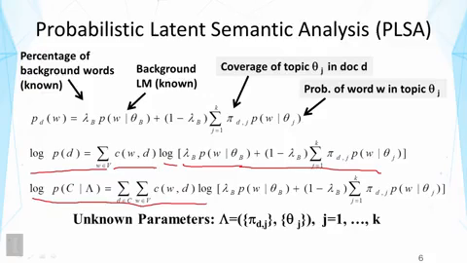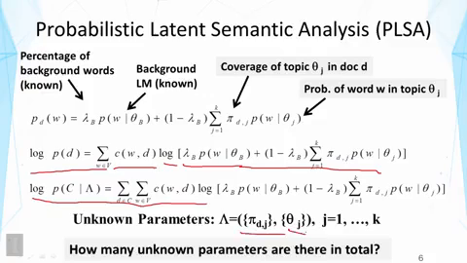So what are the unknown parameters? I already said there are two kinds. One is coverage, one is word distributions. And again, it's a useful exercise for you to figure out exactly how many parameters there are here. How many unknown parameters are there? Now, trying to figure out that question would help you understand the model in more detail. And it would also allow you to understand what would be the output that we generate when we use PLSA to analyze text data. And these are precisely the unknown parameters.